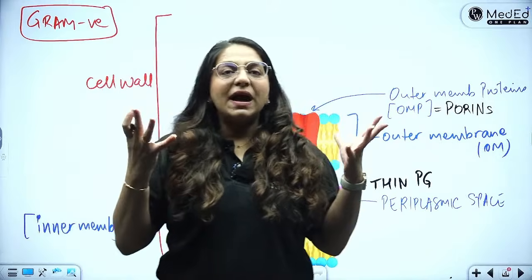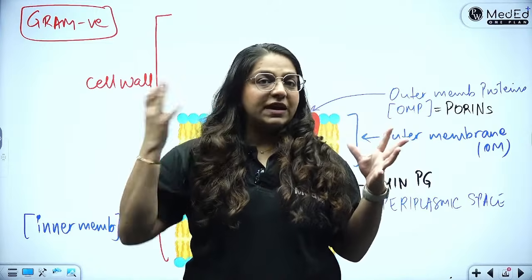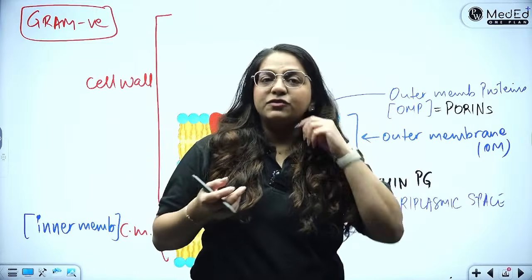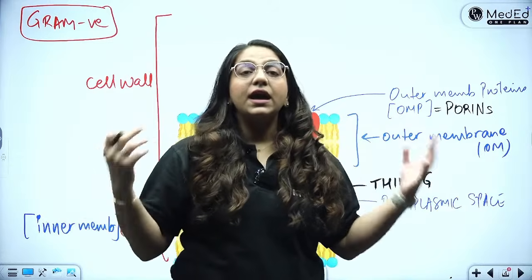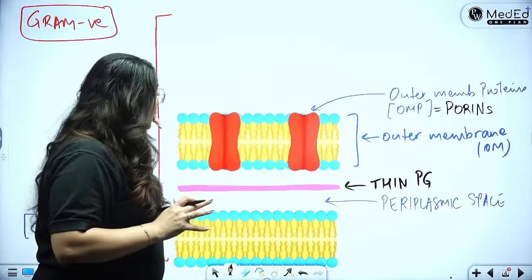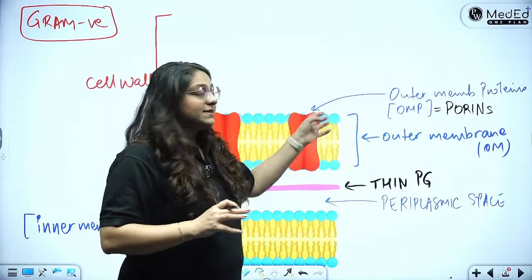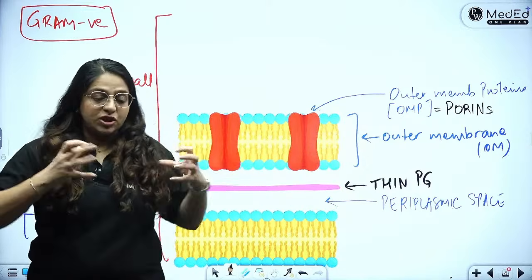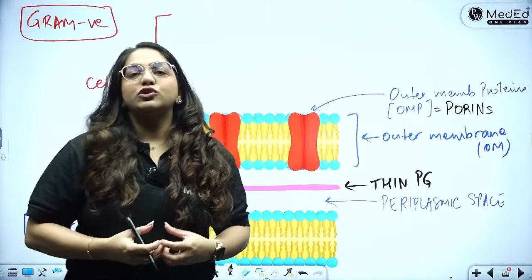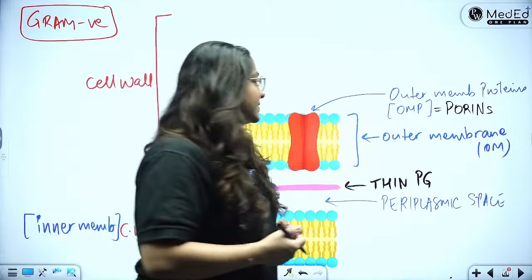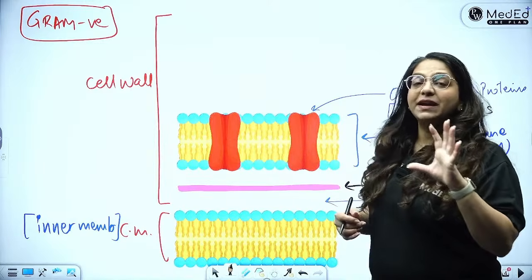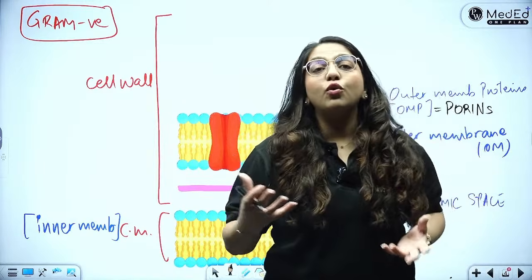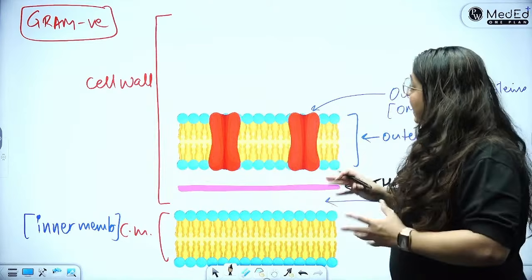So in which bacteria are porins going to be present, out of gram-positive and negative? Gram-negative. Porins are mostly not there in gram-positive bacteria because there is no outer membrane, whereas in gram-negative bacteria, because of the presence of the outer membrane, there are outer membrane proteins which come together and make a channel, which is called the porin protein. Now it does not end over here. The gram-negative cell wall is a lot more complicated as compared to gram-positive. It does not end here.